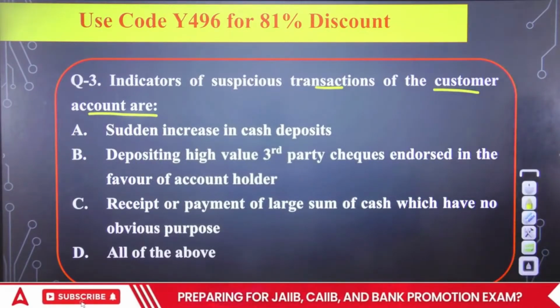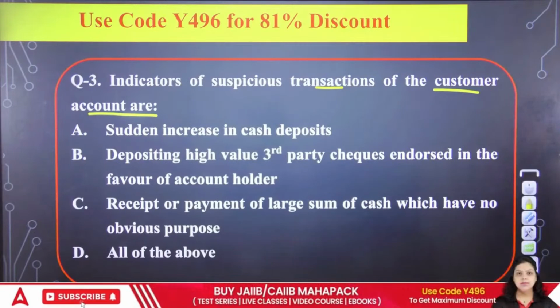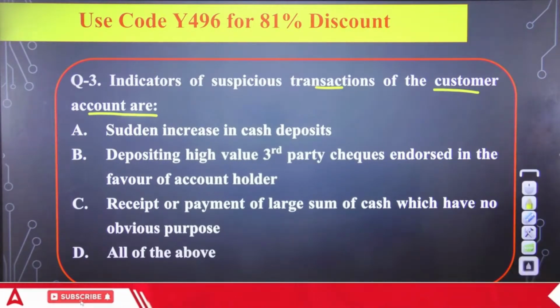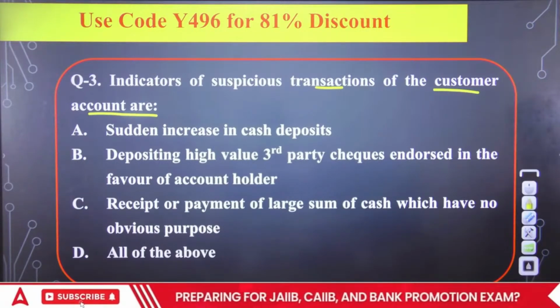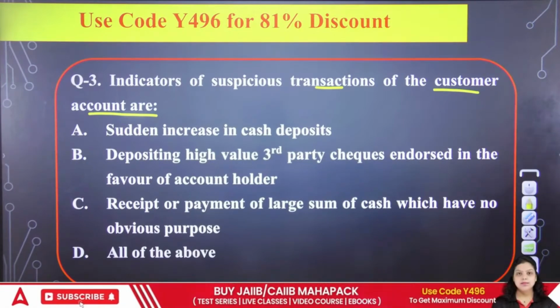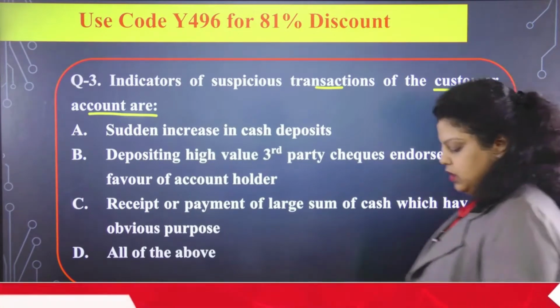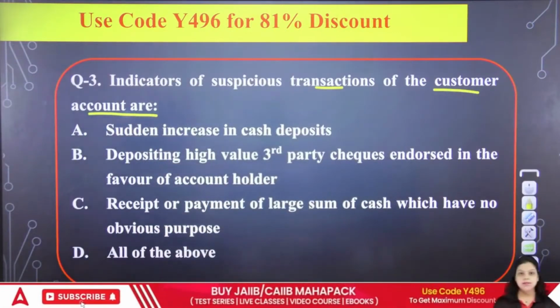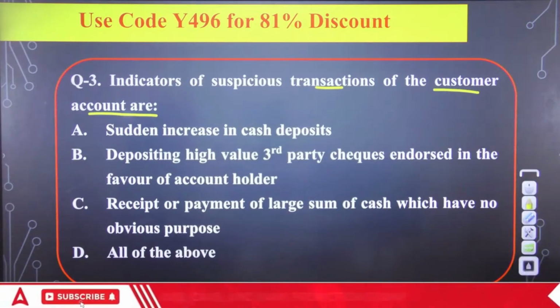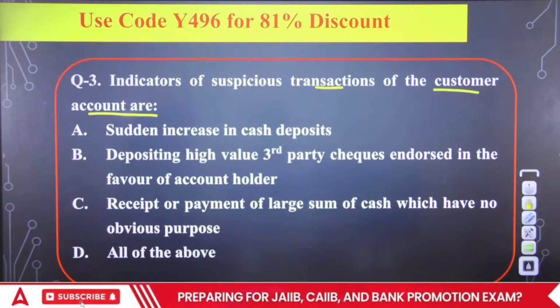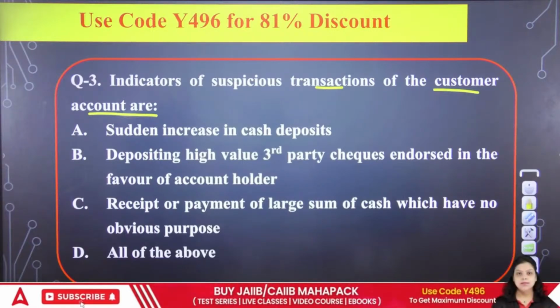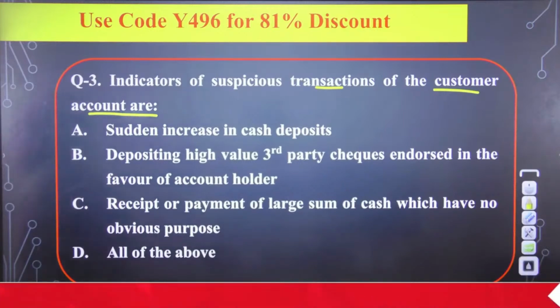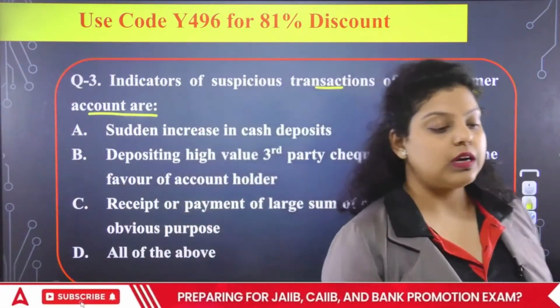Indicators of suspicious transaction of the customer accounts are: first, the sudden increase in cash deposit; second, depositing high value third party checks endorsed in the favor of account holder; third, receipt or payment of large sum of cash which have no obvious purpose; and the fourth one is all of the above. So what do you think, which of the following is correct? Indicators of suspicious transaction of customer account.